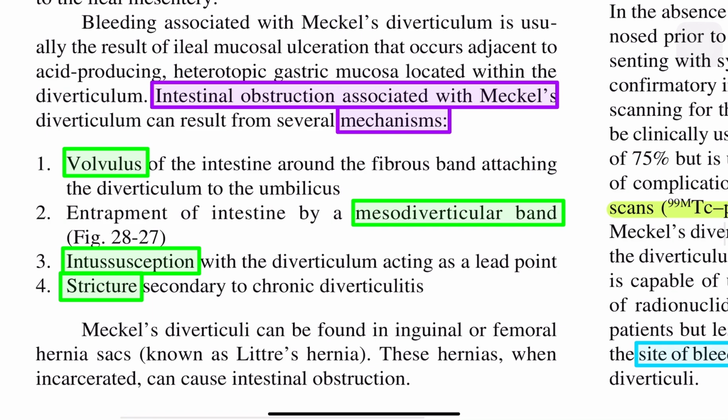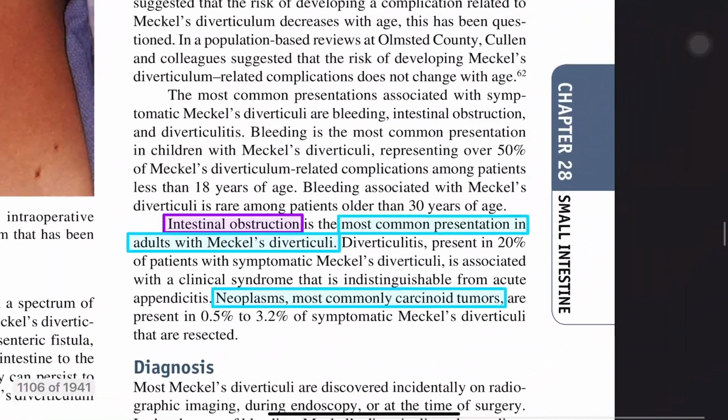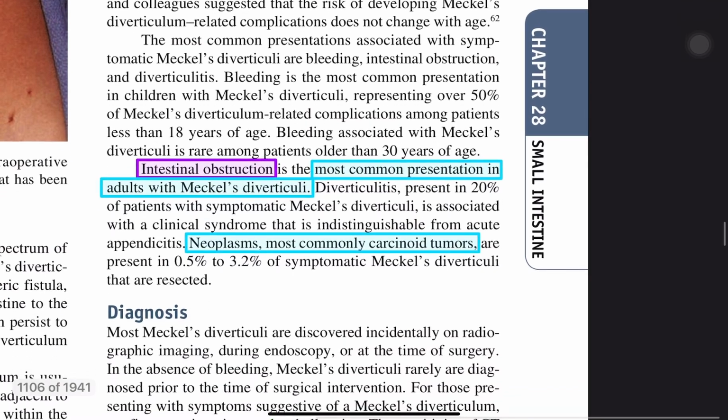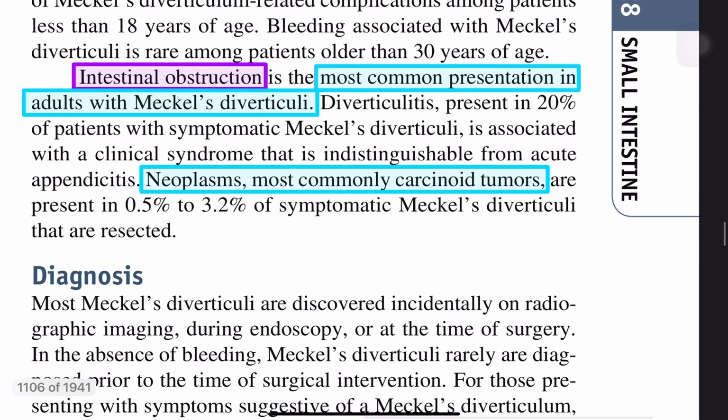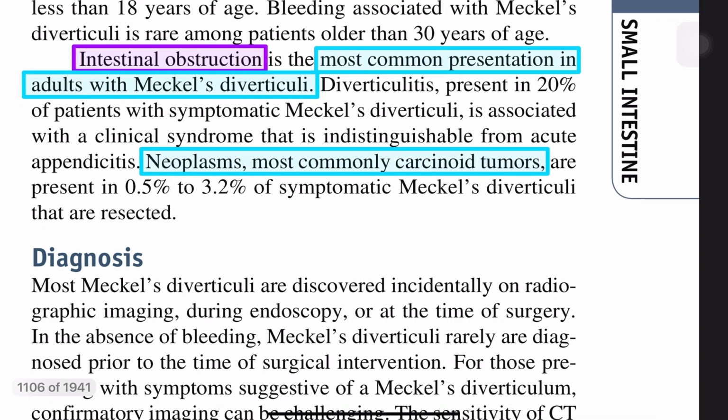Then the causes of intestinal obstruction associated with Meckel's. They have given the mechanism. It can be due to volvulus, mesodiverticular band, intussusception and stricture. These four can lead to obstruction. Remember this. Intestinal obstruction is the most common presentation in adults. This you should remember: obstruction is more common in adults, bleeding is more common in children. And the neoplasm is carcinoid, that is neuroendocrine tumor.